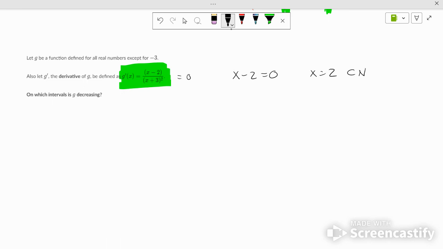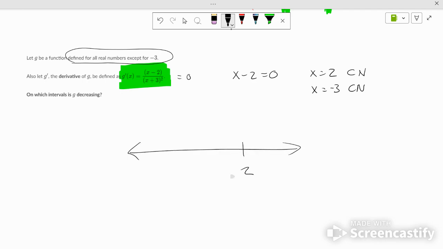What's our other critical number? x equals negative 3 is a critical number. Why is that a critical number? Because it makes an asymptote there. It's probably going to be an asymptote because it's defined for all real numbers except for negative 3. So I'm assuming that it's an asymptote, not just a hole. Draw your number line. You have 2 here, negative 3 over here. What number is in between 2 and negative 3? 0 is the easiest one to work with.